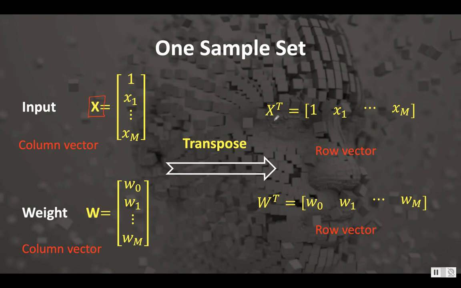Its transpose, X transpose, becomes a 1 by m plus 1 vector, which means it has only one row and m plus 1 columns. We call that a row vector. Similarly, we use capital W to represent the weight vector and W transpose to represent its transpose. It should be noted that capital X and capital W, and capital X transpose and capital W transpose, have the same dimensions.